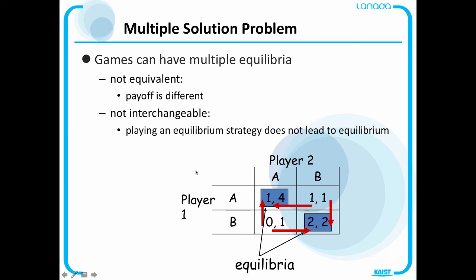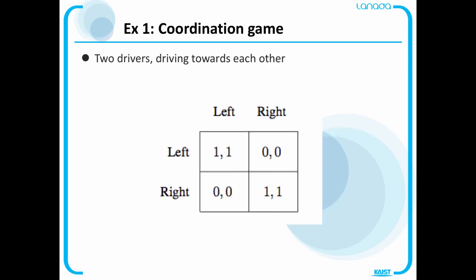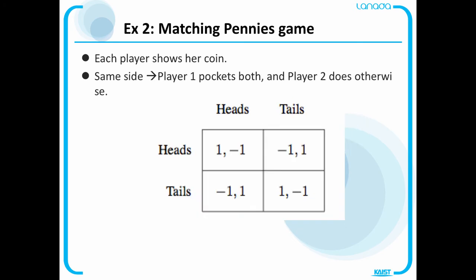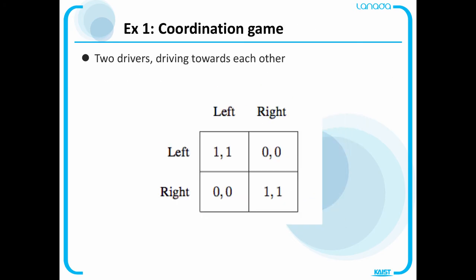Right? So before finishing this part of the lecture, I'm going to introduce a few famous games that have different kinds of features. The first game is called the coordination game, where the payoff is something like this.